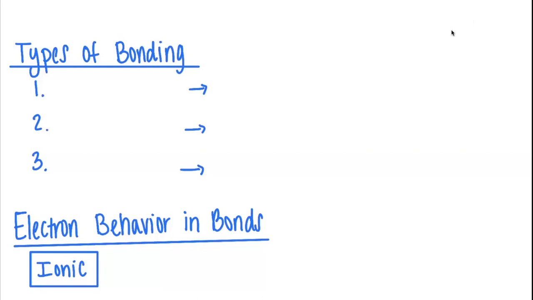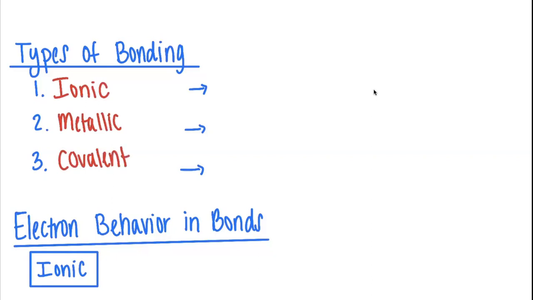Oh, Vanessa. Perfect. All right. So Nessa, we're going to start off our notes here, and I'll give everybody a second. You're going to start us off: what are the three types of bonds? Ionic, metallic, and something with a C. Covalent, right? The new one. So we've got ionic, metallic, and covalent. Those are our three types of bonds here.